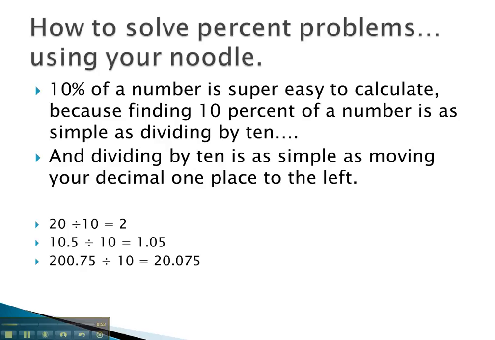10% of a number is super easy to calculate because finding 10% of a number is as simple as dividing by 10. And dividing by 10 is as simple as moving your decimal point one place to the left. Right? 20 divided by 10 becomes 2. We moved it from 20.0 to 2.0. 10.5 divided by 10, you're moving that decimal one place to the left. It's 1.05. 200.75 divided by 10, move it one place to the left, it becomes 20.075. Very simple, dividing by 10.